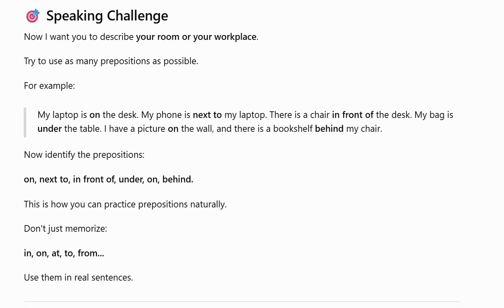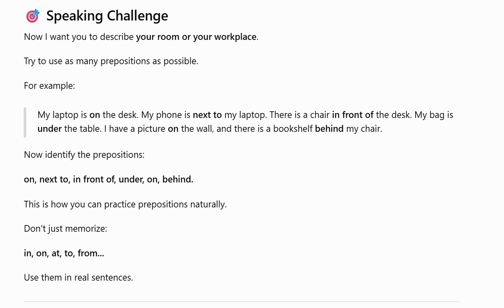Speaking challenge. Now I want you to describe your room or your workplace. Try to use as many prepositions as possible. For example, my laptop is on the desk. My phone is next to my laptop. There is a chair in front of the desk. My bag is under the table. I have a picture on the wall, and there is a bookshelf behind my chair.